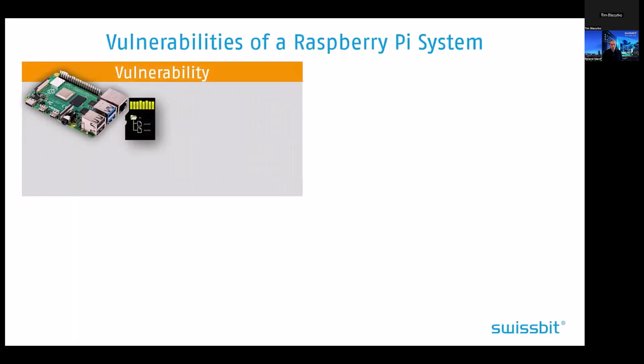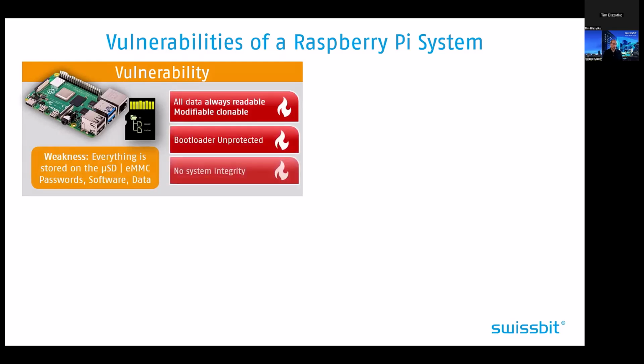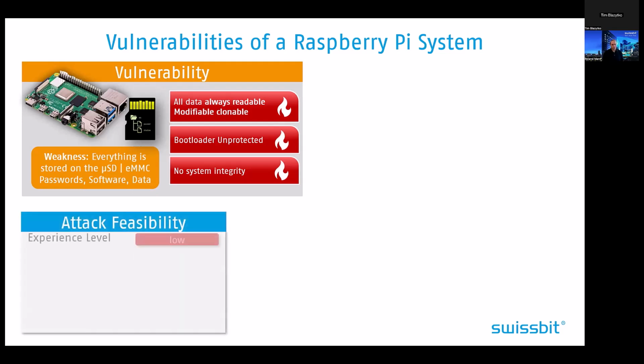The vulnerability, or the weakness, behind all these things is that all data on the normal micro SD card is always readable and always changeable. Nobody is doing anything to check whether it has changed, and then it would not boot anymore. This is not happening on normal Raspberry Pi solutions.